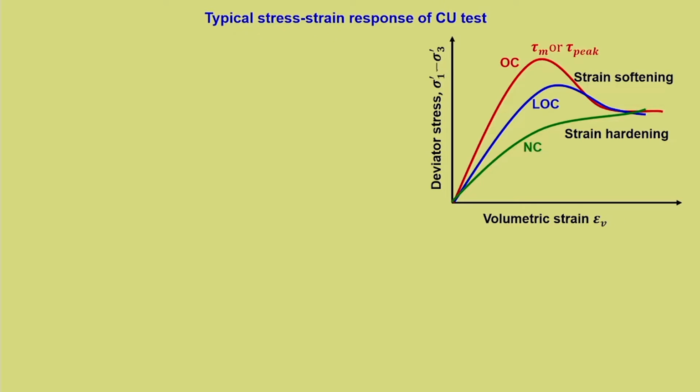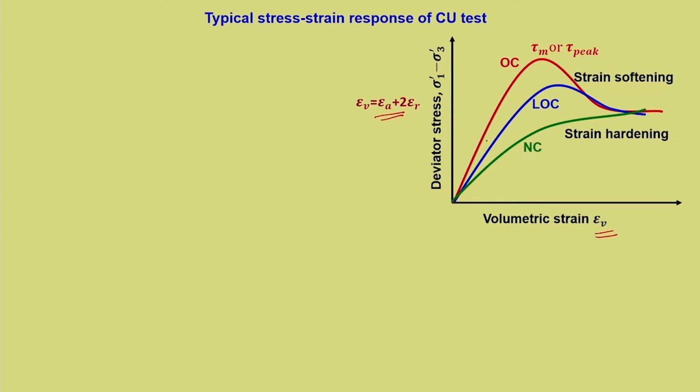So here it is deviatoric stress versus volumetric strain, and typical OC, NC and LOC curves are given. This we have seen previously. Here it is plotted in terms of volumetric strain. One can do that in terms of axial strain as well, and volumetric strain is epsilon A plus 2 epsilon R.